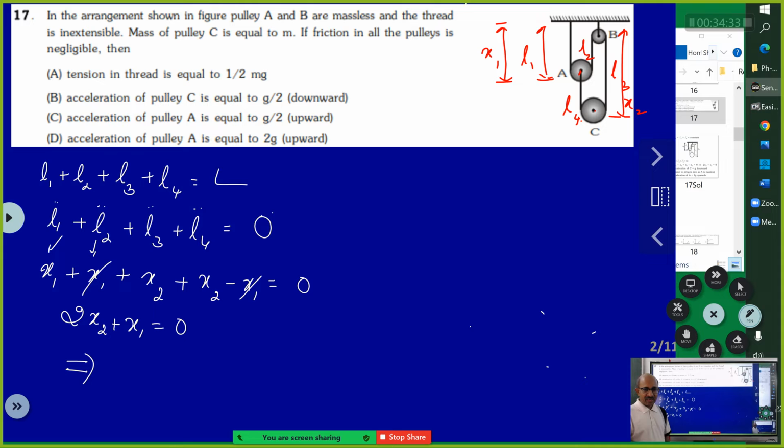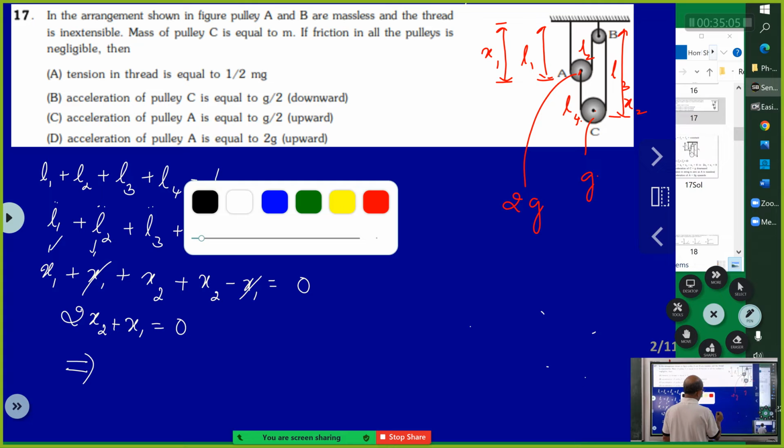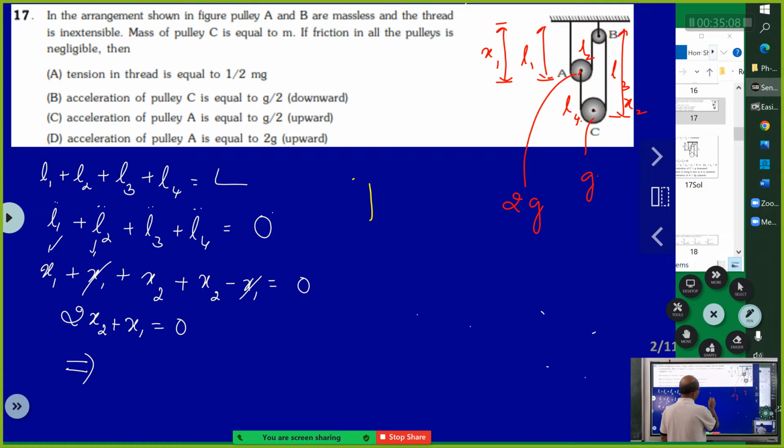So if the acceleration of C is g, then the acceleration of this has to be what? 2g upwards. Agreed? Okay, think carefully. Fine, students? So this should be the option. The acceleration of pulley A is 2g upwards. So D is the answer.